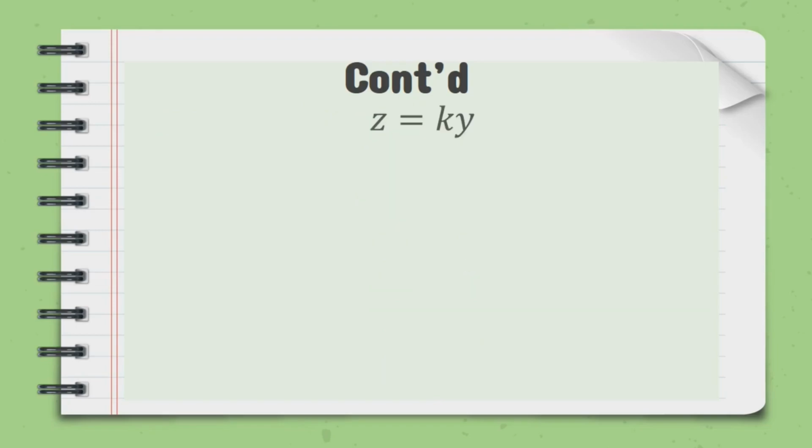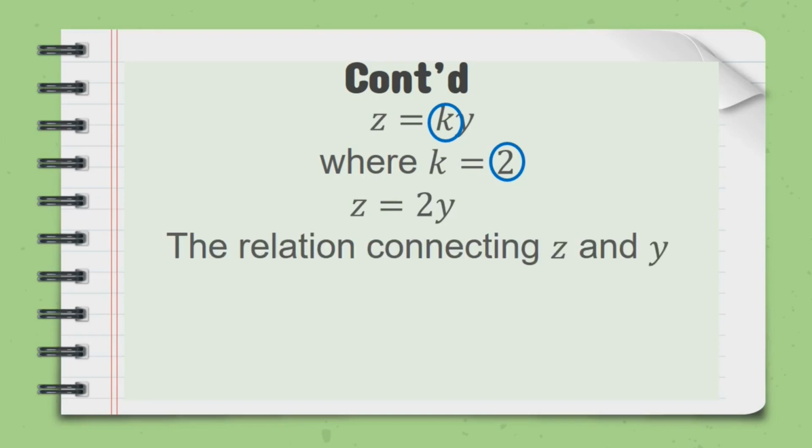Now, how do we generate the relation between z and y? Now, we know the value of k, which is our constant of variation, to be 2. So wherever I see k, I'm going to substitute the value 2. And this equation now becomes z equals 2y. Therefore, the relation connecting z and y is given as z equals 2y. And this is also called the law of variation for this question.